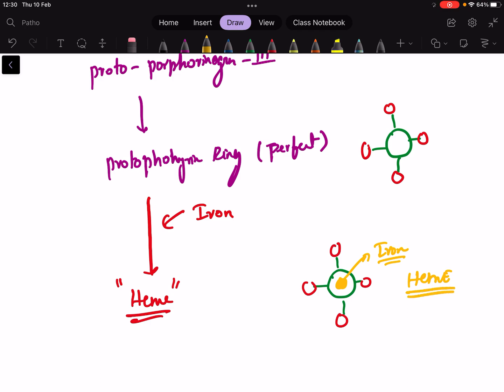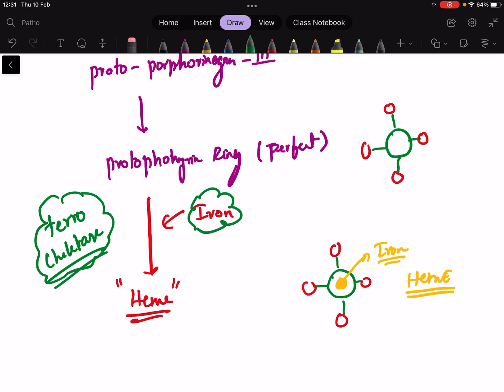So what is the enzyme here? The enzyme which is going to add iron to this protoporphyrin ring is your ferrochelatase. Okay, ferrochelatase. Now this is one of the important enzymes here. So what are the two enzymes here in the above diagram?